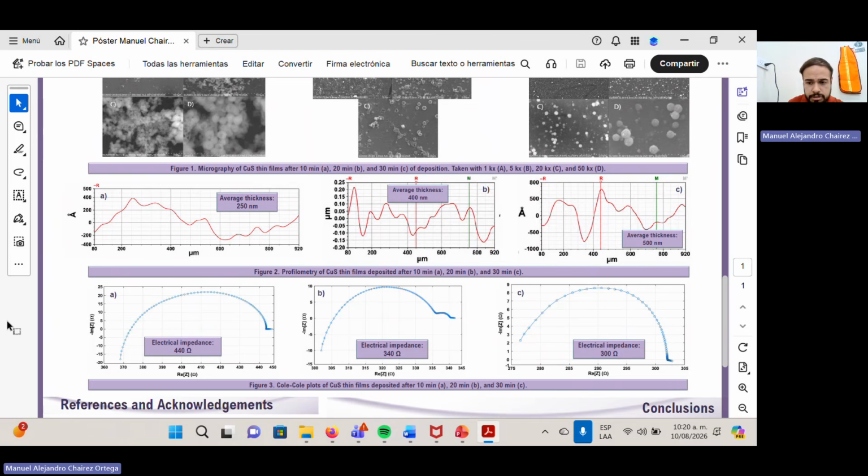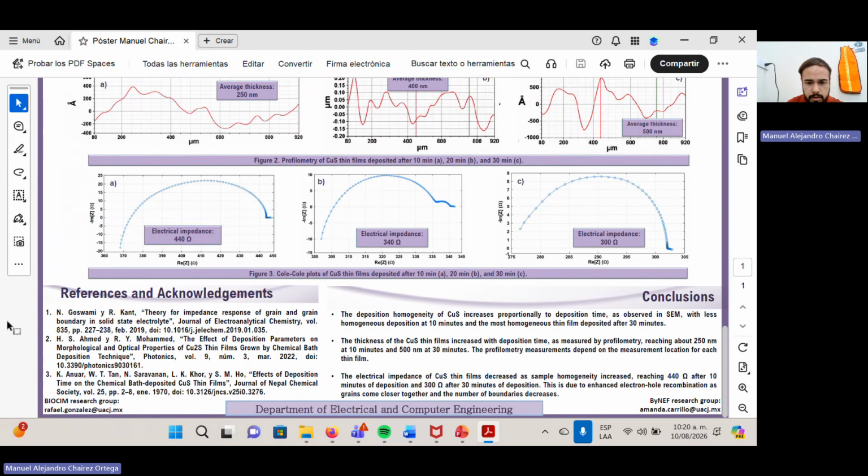So as a conclusion of this work, we could tell that the deposition homogeneity of copper sulfide increases proportionally to deposition time, as observed in the scanning electron microscopy, with less homogeneous deposition at 10 minutes and the most homogeneous thin film deposited after 30 minutes. The thickness of the copper sulfide thin films increased with deposition time as measured by profilometry, reaching about 250 nanometers at 10 minutes and 500 nanometers at 30 minutes.